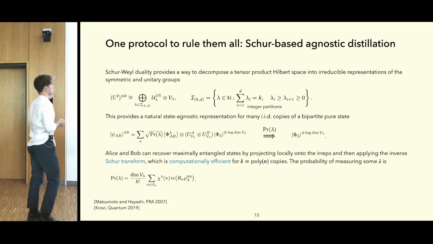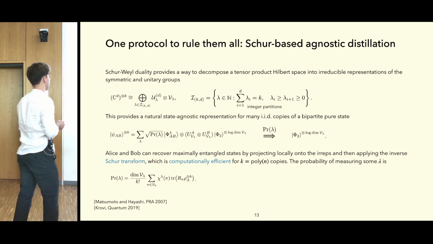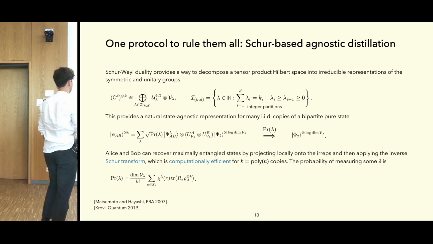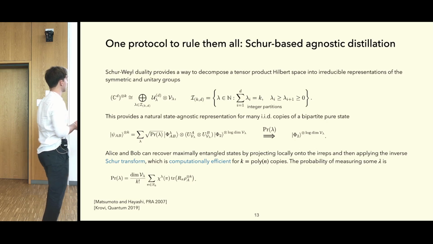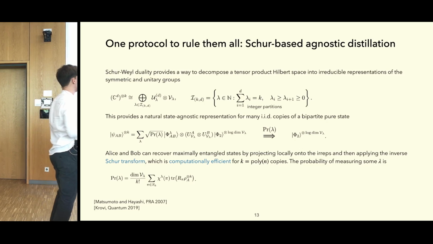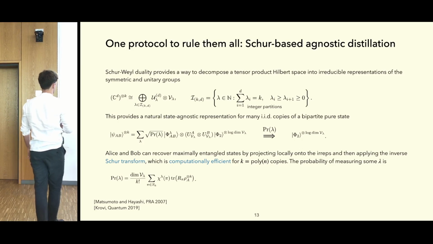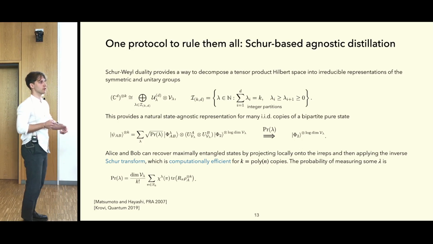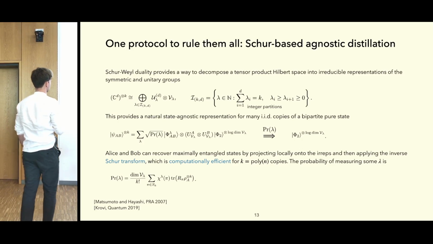And this happens with some probability P of lambda, and it was shown that this procedure is computationally efficient when the number of copies is polynomial. So this procedure is computationally efficient, and what is left to show is the probability of distilling a given rate of entanglement, and we actually show that you can match the previous upper bound. So the previous upper bound that I showed you is actually optimal for state agnostic protocols.